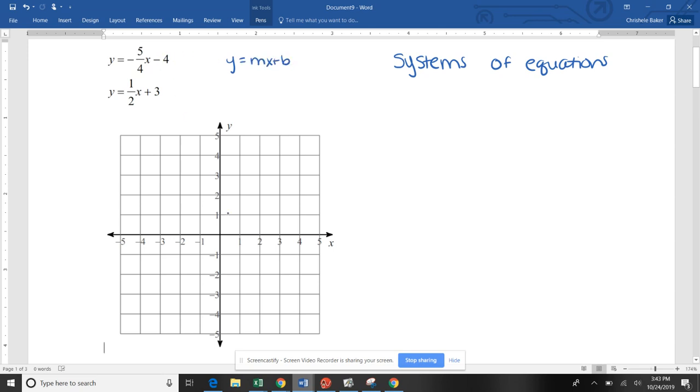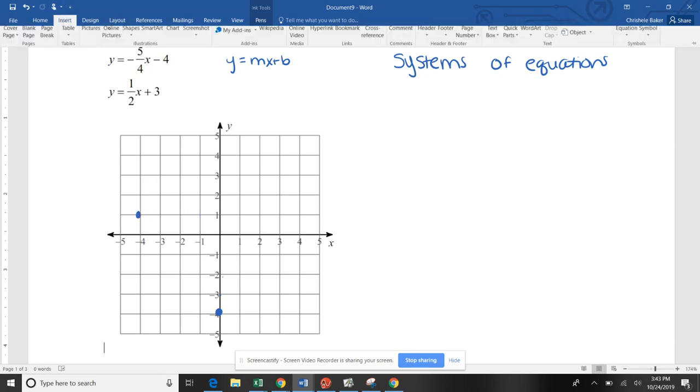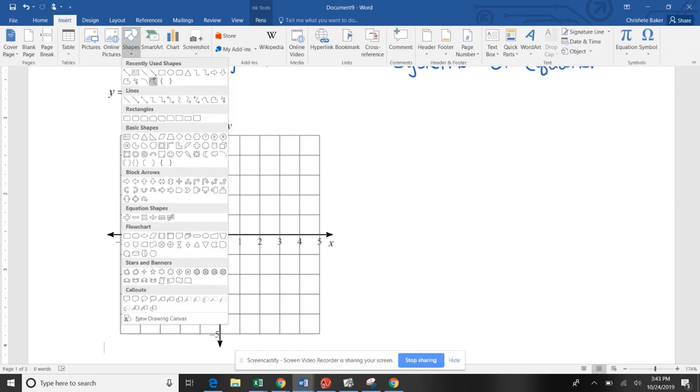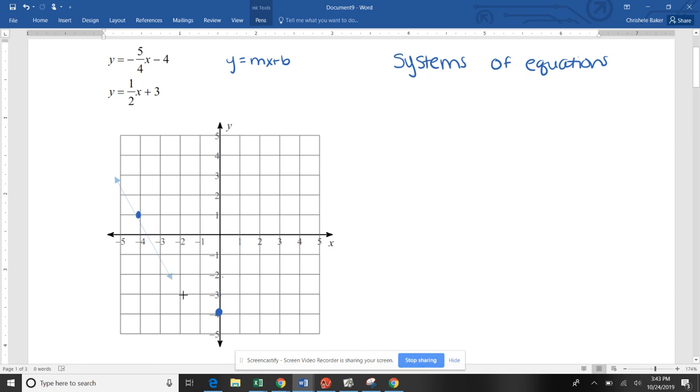So my b value is -4. That's here. And my slope is -5/4. So that's down 5 to the right 4, but that's not really going to work for where I am on this graph. So I'm also going to be able to go up 5 and to the left 4. So 1, 2, 3, 4, 5, 1, 2, 3, 4. And if I connect these 2 points, I now have the line y equals -5/4x minus 4.